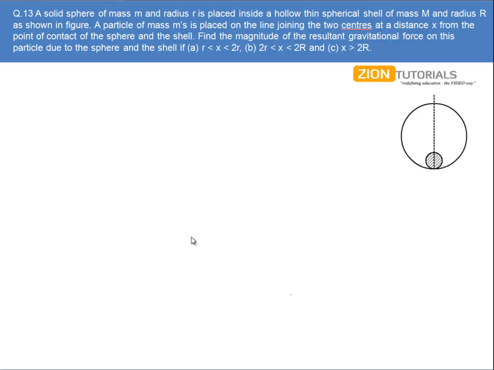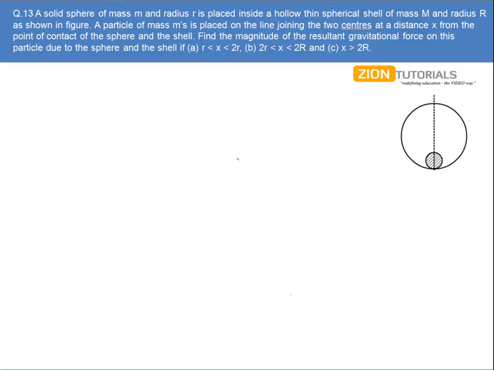A solid sphere of mass m and radius r is placed inside a hollow thin spherical shell of mass M and radius R as shown in the figure. A particle of mass m is placed on the line joining the two centers at a distance x from the point of contact of the sphere and the shell, that is, the point of contact is this one. Find the magnitude of the resultant gravitational force on this particle due to the sphere and the shell.